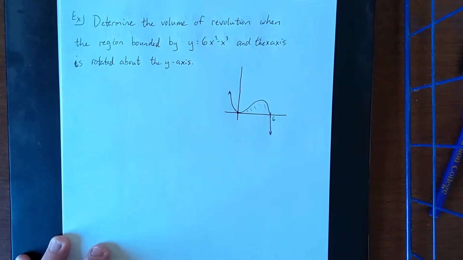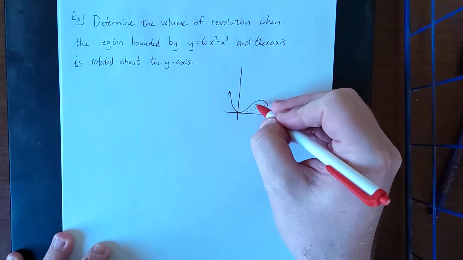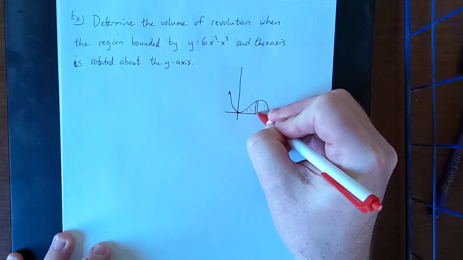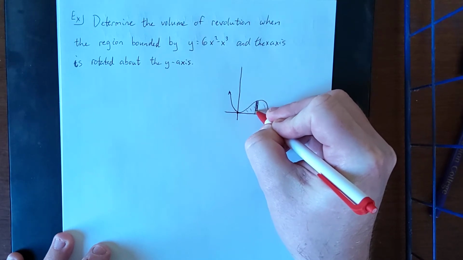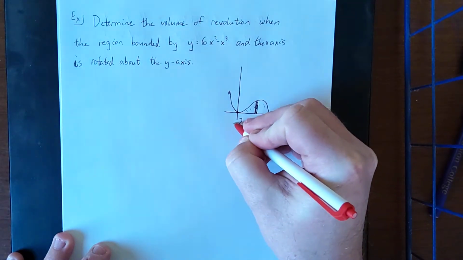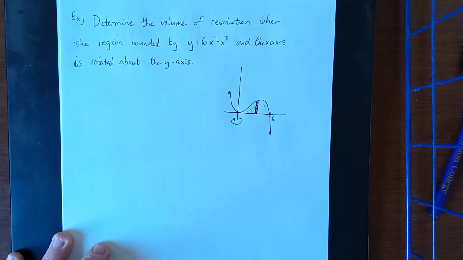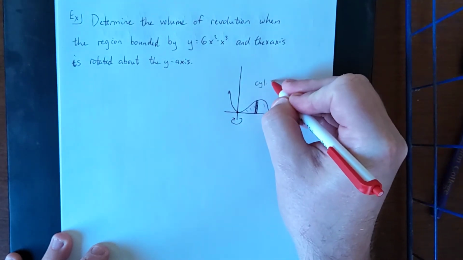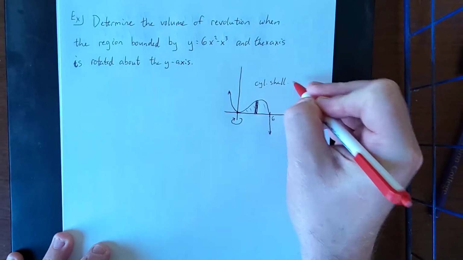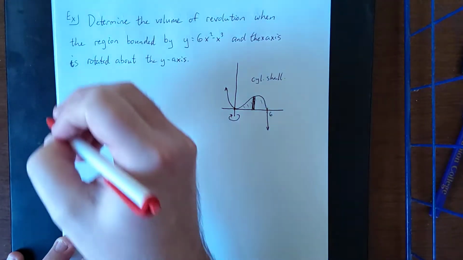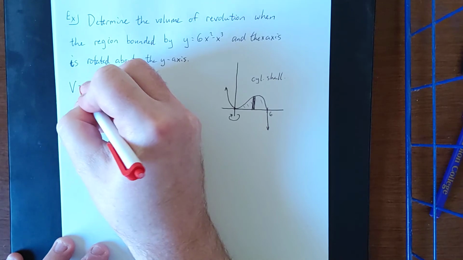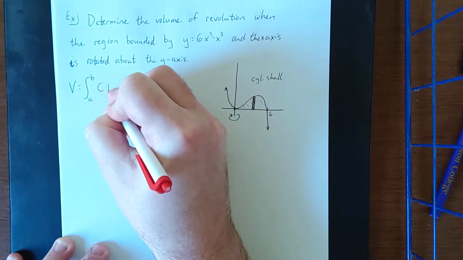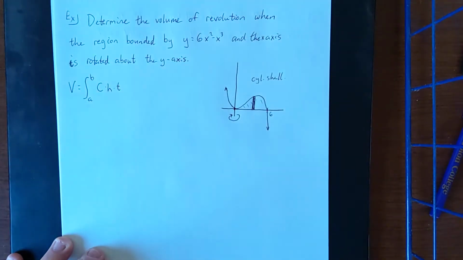What we're going to do is draw in a sample rectangle. When you have y as a function of x, the sample rectangle will be in this orientation, and we're going to be rotating this about the y-axis. As such, we are going to be sweeping out a cylindrical shell. Now for a cylindrical shell, we find volume with the following formula. This is the circumference times the height times the thickness.